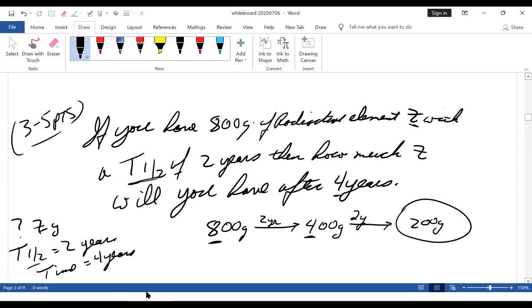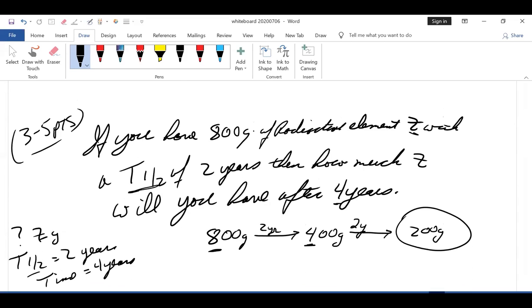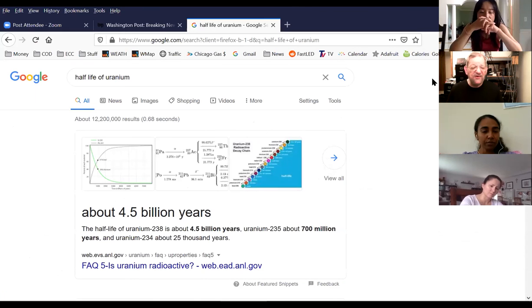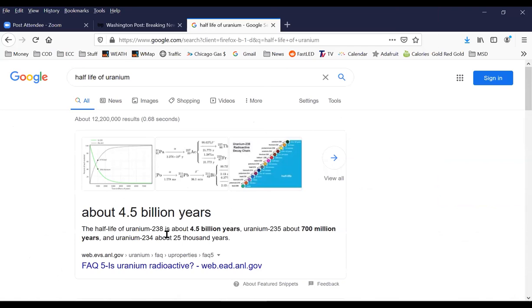Now, one of the reasons this is very important, let's see if I can find it real quick. Did everybody see the 4.5 billion years? Thank you. Now, uranium 238 and 235 are, I think, and I might be wrong, but it's about right, the half-life of radioactive waste from nuclear reactors. What's the half-life? Yep, that's right.